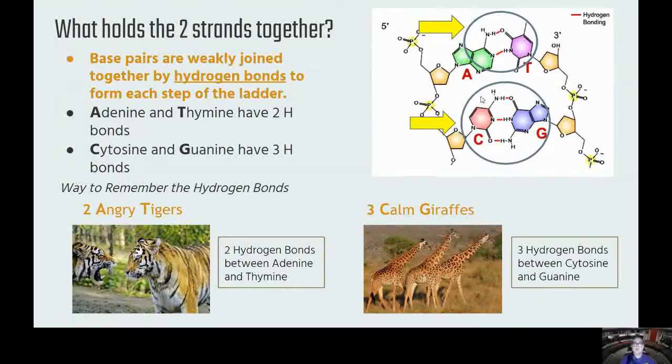Now, holding the two strands together, we talked about these hydrogen bonds. Again, let's just keep saying they are hydrogen bonds for the purpose of this class, because we don't really have to go into the details of what holds the DNA together in here. So remembering, again, to match up each other, adenine and thymine, you can think of angry tigers, okay? And then cytosine and guanine, calm giraffes. If that helps you, use it. If it does, great. If it doesn't, and you can come up with a different one and you want to share it with us, just send it to me and I'll share it with the class. Maybe that'll help them even more, right?